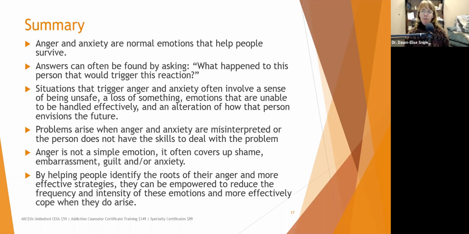Anger is not a simple emotion. It often covers up shame, embarrassment, guilt, or anxiety. By helping people identify the roots of their anger and more effective strategies to use, they can be empowered to reduce the frequency and intensity of these emotions and more effectively cope when they do arise.